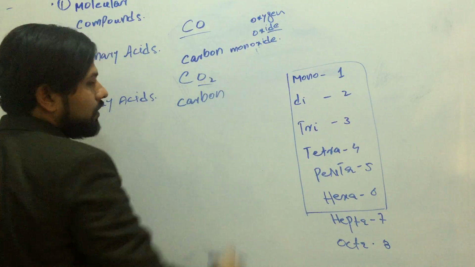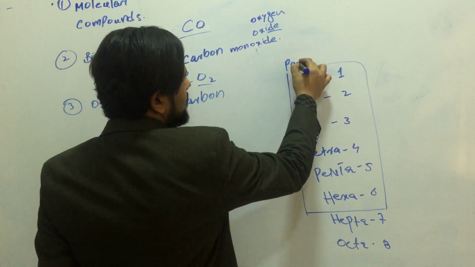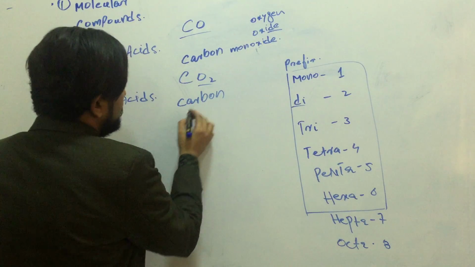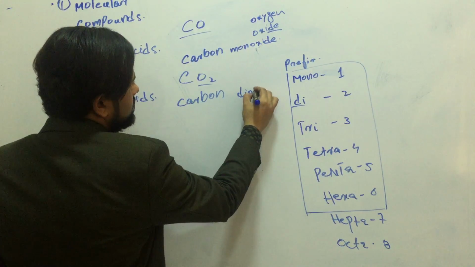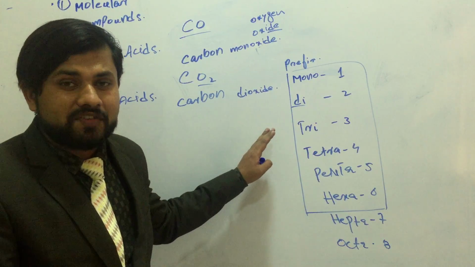Similarly CO2, carbon, right? And how many atoms of oxygen do we have? 2. So what is the prefix that we use for them? This is called the prefix, right? Di for 2. So I'm gonna write there carbon dioxide. Dioxide. Not carbon dioxygen, right?